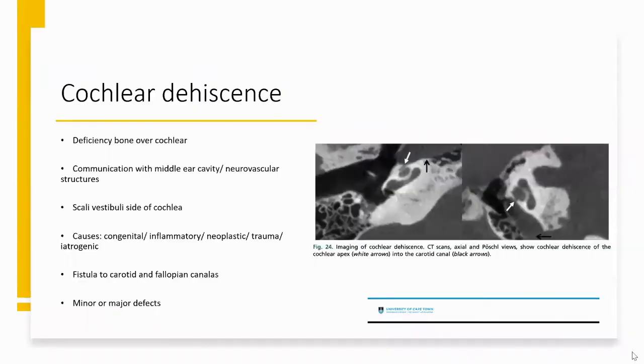And then I think this is the second to last one. With regards to cochlear dehiscence, that's basically a lack of bone over the cochlea, and that communicates with your middle ear or other neurovascular structures, specifically on the scala vestibuli side of the cochlea. As we mentioned before, you can think of very many causes of cochlear dehiscence if you go through a DITTO acronym. It creates a fistula, and you can have minor or major defects of the cochlear dehiscence and loss of bone.